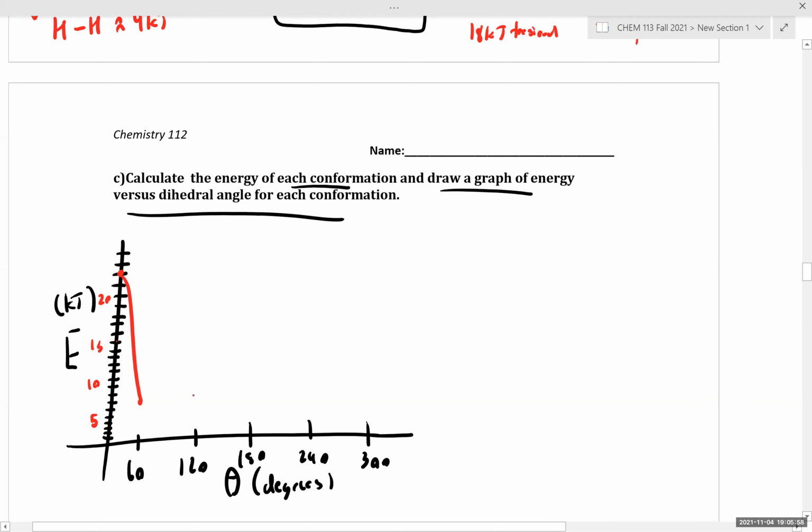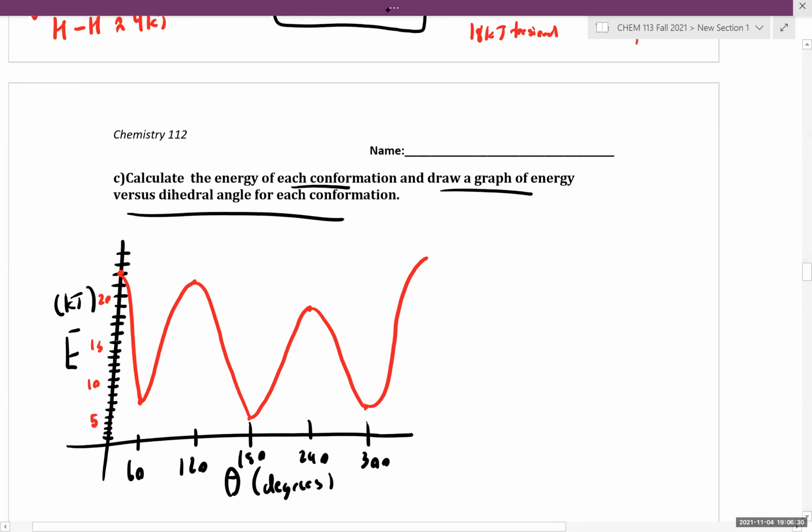Okay, what about 120? 21. 21, okay. What about 180? For the anti it was 3.8. 3.8. Okay. What about 240? 18. Okay. And 4 for the 300. Okay. Perfect. So we have our complete graph of energy as a function of dihedral angle.